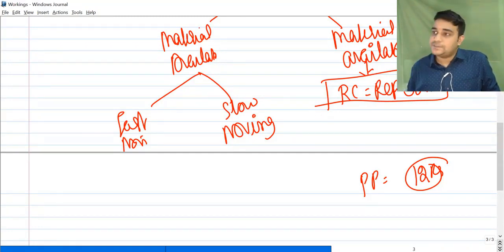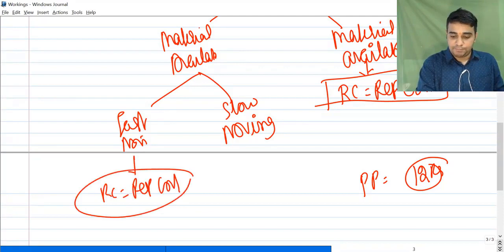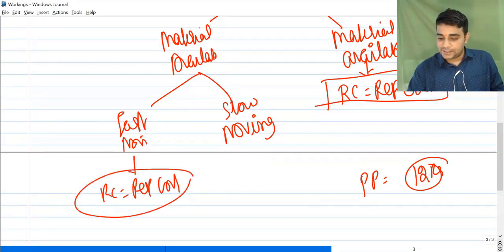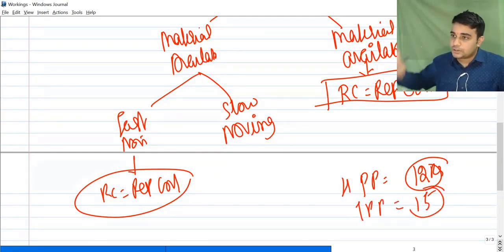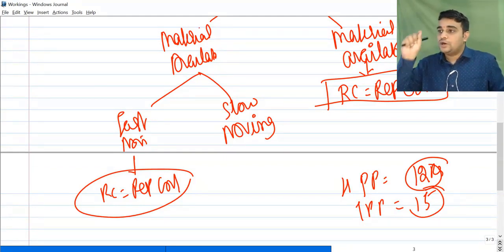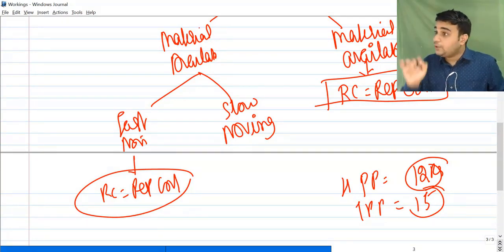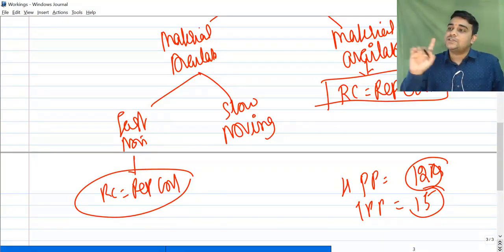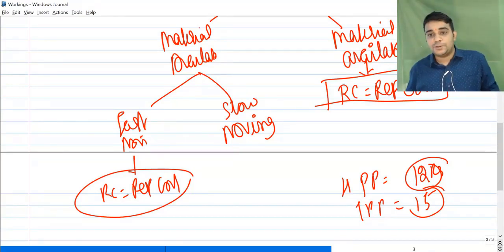So for a fast moving material, the relevant cost is replacement cost. The logic is simple. Listen, the historical purchase price is 12. Today the purchase price is 15. Your absorption costing will say raw material cost is 12 rupees into 100 units, because you purchased it at 12. That material only you are going to use. But relevant costing will say it's not 12 rupees, it is 15 rupees, because the worth of that material today is 15 rupees.